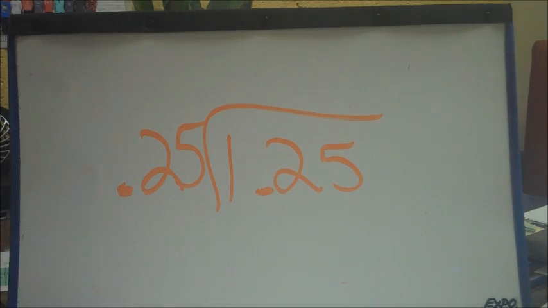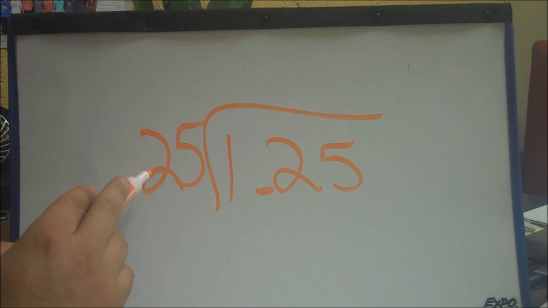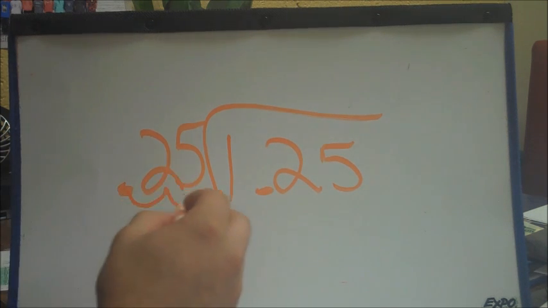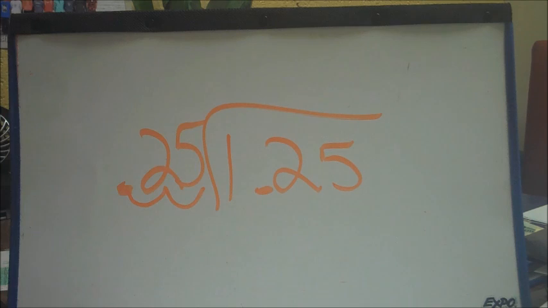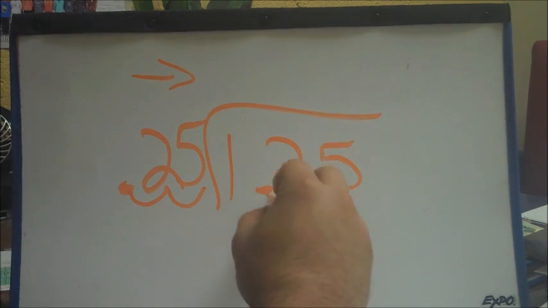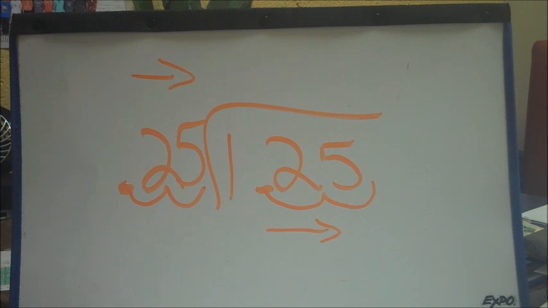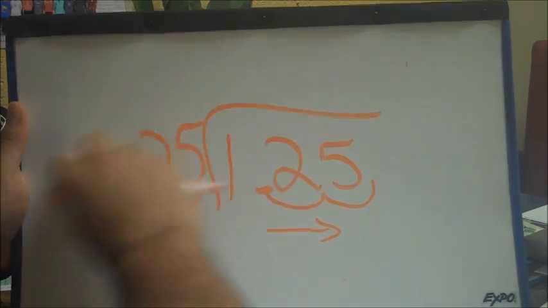Here's our first problem for the guided practice. Remember, our main goal when dividing a decimal by a decimal is that we cannot have a decimal in the divisor, so we have to get rid of it. Well, how do we get rid of the decimal in 0.25? Well, we're just going to move it 2 places to the right. Whatever we do to the outside, we also have to do to the inside. So we're going to go 1, 2 to the right on the inside. That's going to give us a new equivalent problem of 25 into 125.